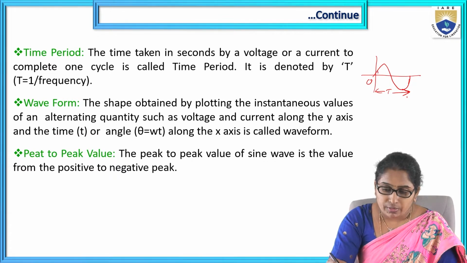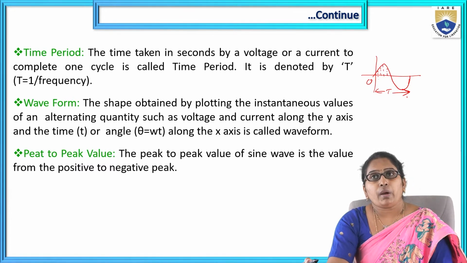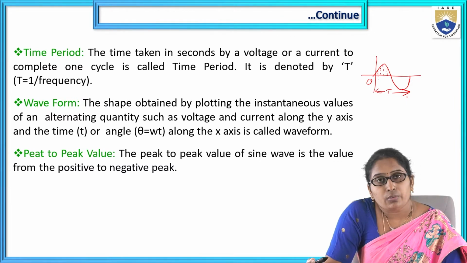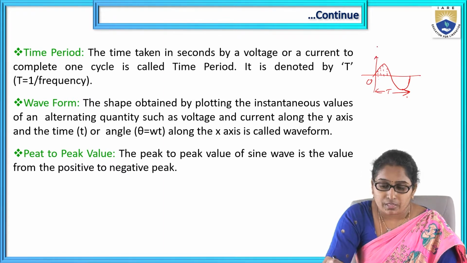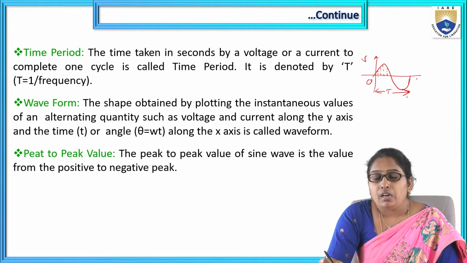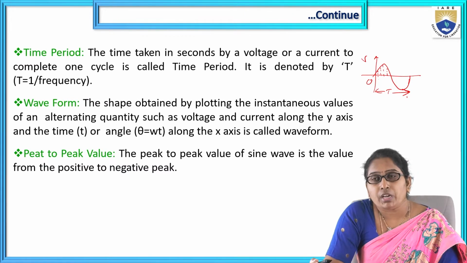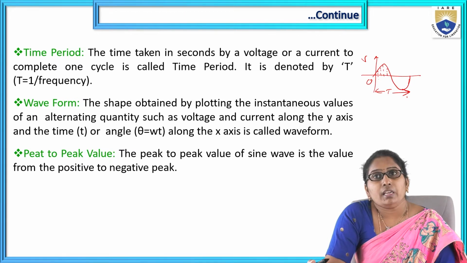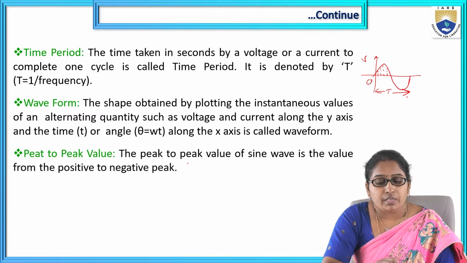So these are the different instantaneous values at different timings. The shape obtained by plotting instantaneous values of alternating quantities, such as voltage or current, along the y-axis, and time or angle on the x-axis. That is called a waveform.